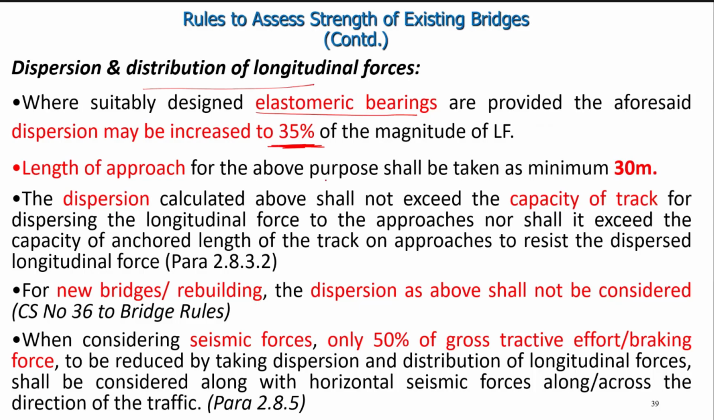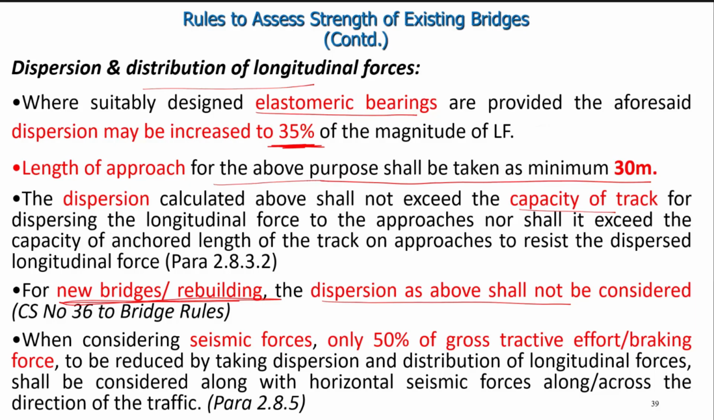Yeah, thank you. But an important condition: the length of the approach for the above purpose shall be taken as 30 meter, whatever the condition is given. The dispersion calculated shall not exceed the capacity of the track. And for new bridges or rebuilding, this is very important: dispersion as told should not be considered. Means if you are designing a new bridge, you should not take this dispersion clause. This dispersion clause is only for checking of the existing structures.